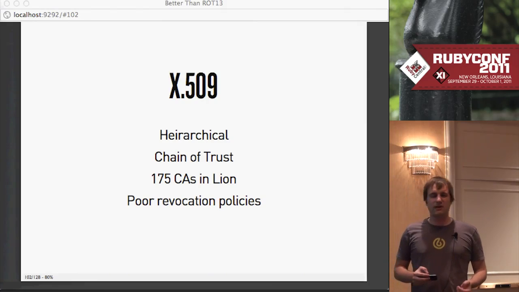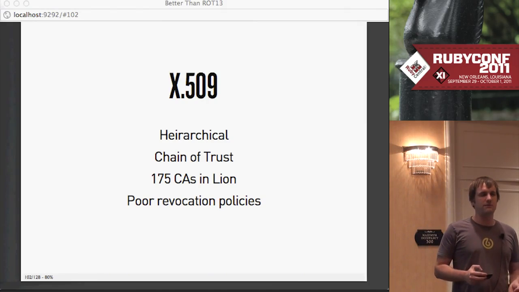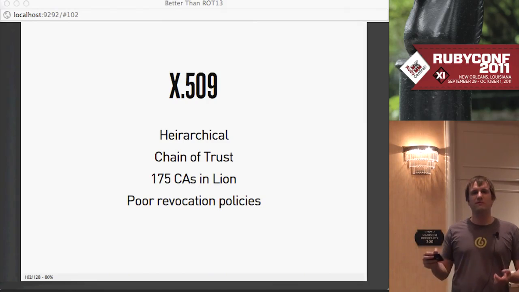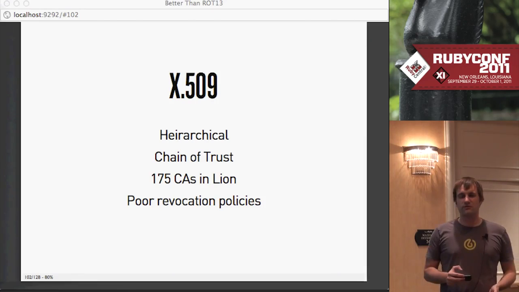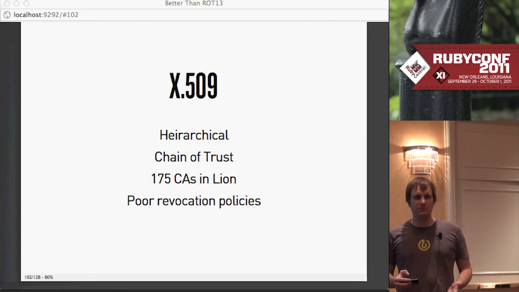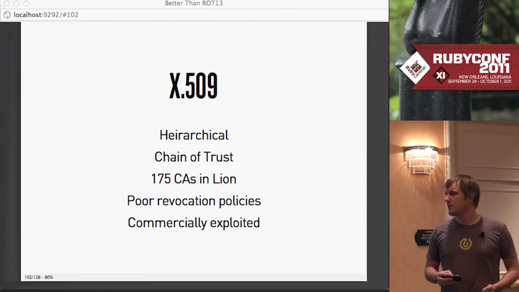There's also poor revocation policies. You are capable of revoking a certificate. Let's say your private key got out. You are capable of sending out a message across the internet, basically, to these repositories of certificate revocation lists. But the browsers typically don't implement them very well because that would make the experience of browsing too slow.